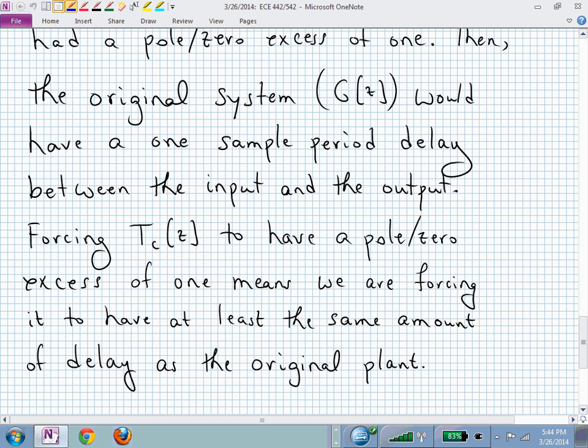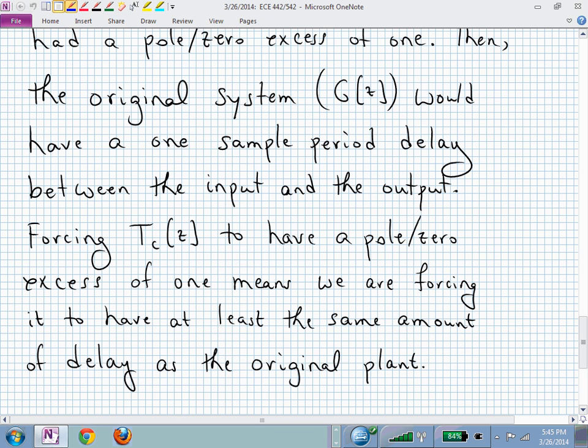You can't say, oh, my original system had a pole zero excess of 2, I'm going to make my plant instantly respond. Well, that's going to force your controller to be non-causal. It's going to know what's happening before it even happens. And that can't happen. Not in a controls class. Okay? You can't go, ow!